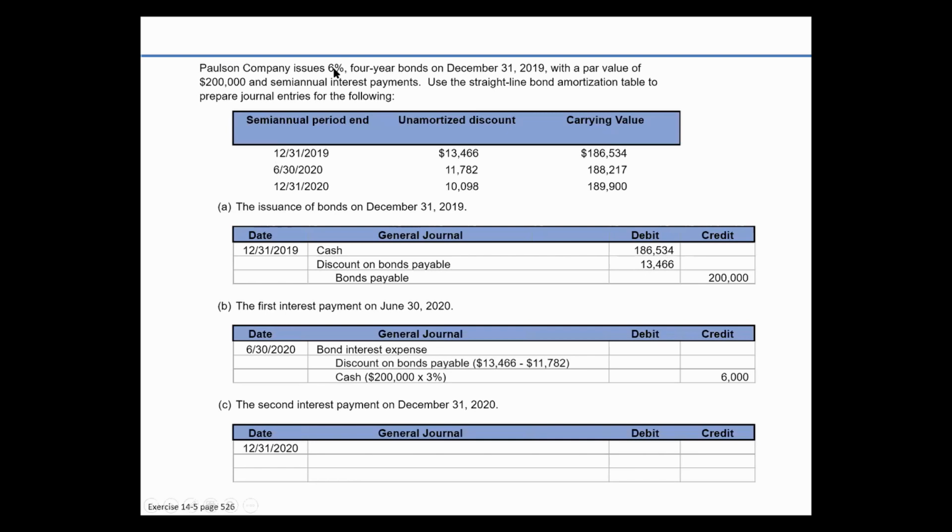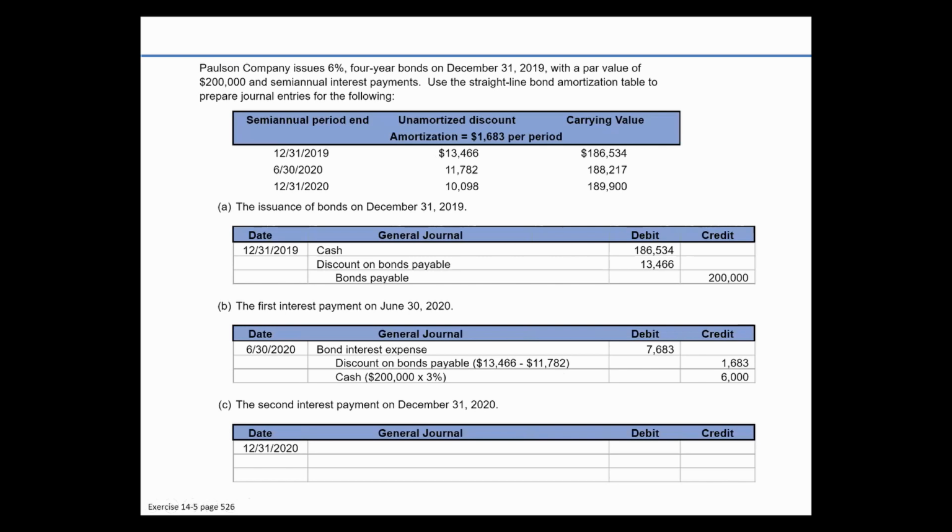And the first interest payment, then we can figure that out. We set it 6%. So each 6 months you're paying 3%. So you have bond interest expense of $7,683. So you have the discount on the bonds payable. So again, 13,466 minus 11,782 is 1,683.